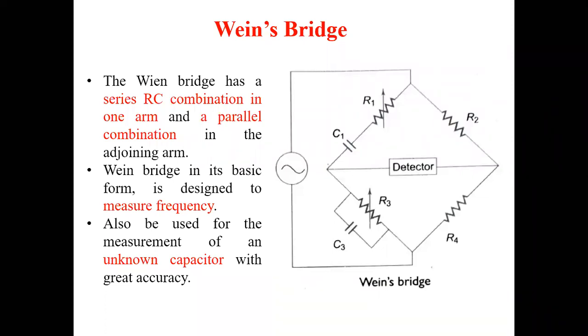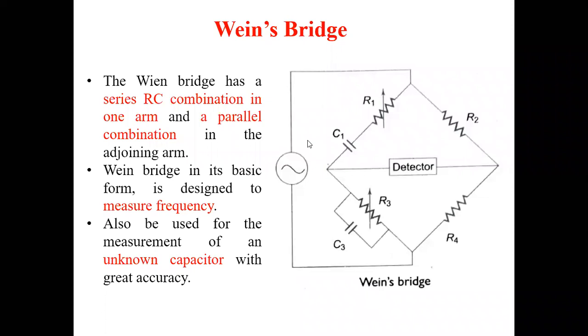In one arm, it has a series combination of R and C, and in the adjoining arm, it has a parallel combination of R and C. So the Wien bridge will have four arms. Out of the four arms, in two arms we have a combination of resistance and capacitance. In one arm we have a series combination, and in another arm we have a parallel combination. That constitutes a Wien bridge.